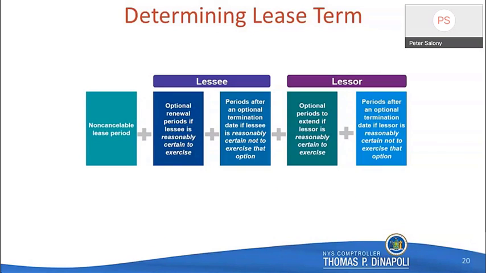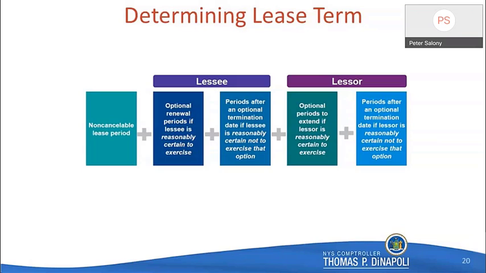This slide just shows a visual tool that can be used to determine the lease term with the renewal and termination clauses. You start with your non-cancelable lease period. If you are a lessee, you add any optional renewal period if the lessee is reasonably certain to exercise that renewal period, plus any periods after an optional termination date if the lessee is reasonably certain not to exercise that option. And the same goes for the lessor.